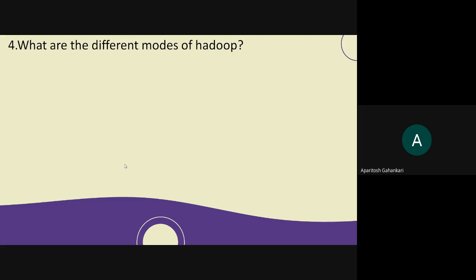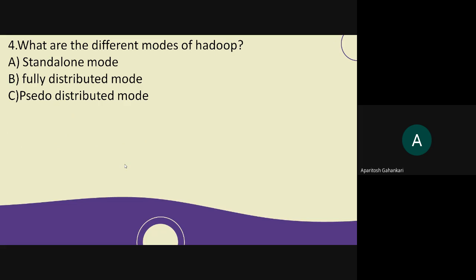Then what are different modes of Hadoop? Okay, standalone mode, fully distributed mode, pseudo distributed mode, and all of the above. So this is a very easy question. So what are the different modes? All of the above. Why? Because you have standalone, pseudo distributed mode, and fully distributed mode.